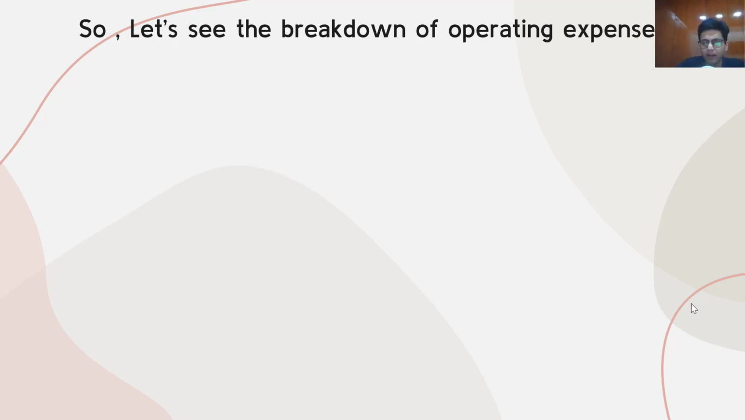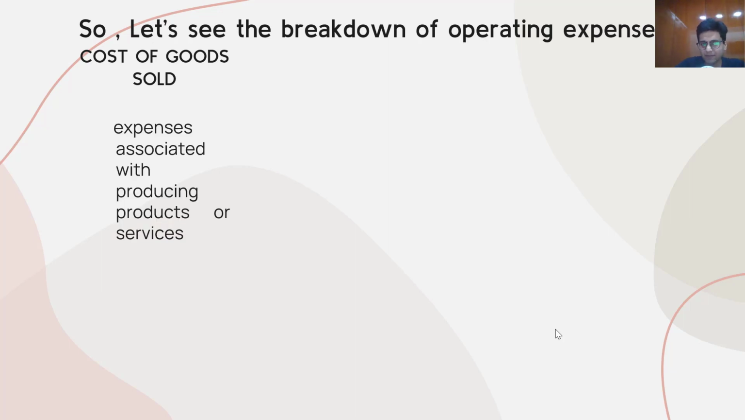So let's have a quick breakdown of the operating expenses. We have our cost of goods sold. What was cost of goods sold? It was basically expenses which are directly associated with producing your products or service. What do I mean by that? Material, labor, electricity expenses of your factory. These basically consist of your cost of goods sold.